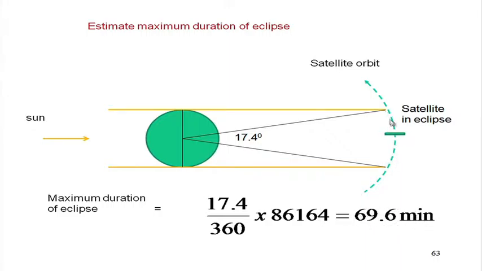So for a 70 minute period, during those days when the earth's shadow fully falls on the satellite, this is the duration during which the satellite will not get sun, and its solar panels will not be able to generate electricity. During this period, it has to operate on battery. So the power system of the satellite will come into picture.